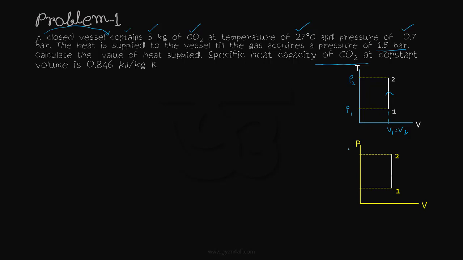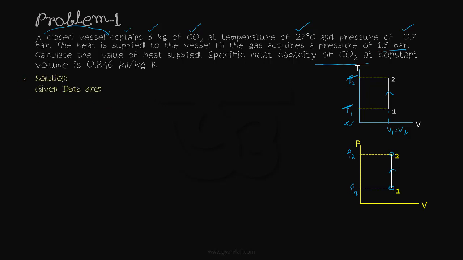Similarly, the diagram for PV would be like this. The previous one has T1 and T2. In this case, it will be P1 and P2. This is the pressure-volume diagram, and that one was actually the temperature-volume diagram. And the process is 1-2.